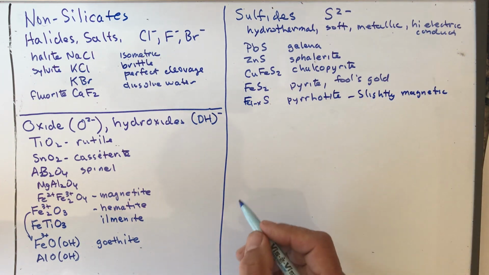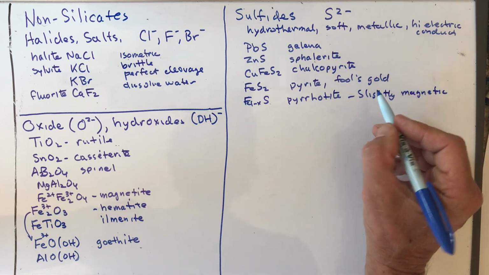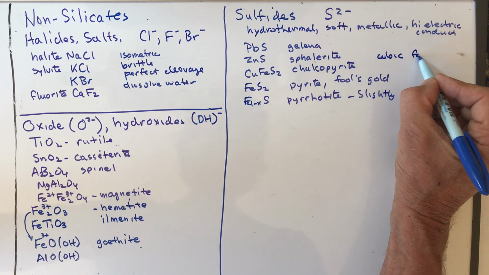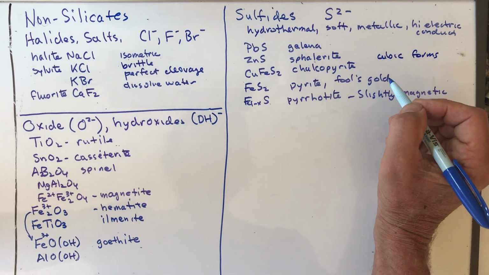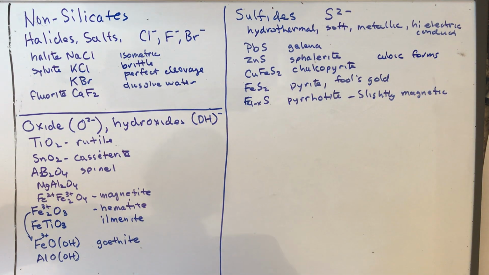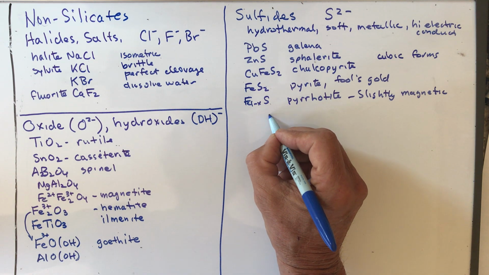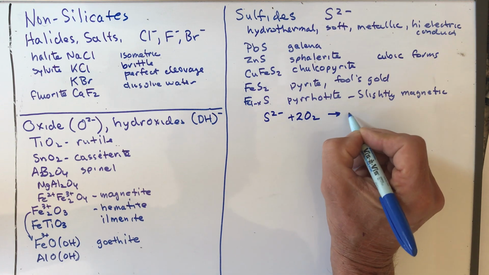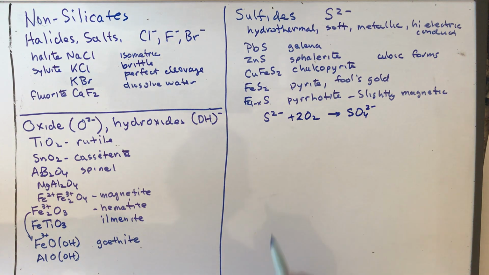These commonly form simple cubic forms with soft structure. Now, they're only stable in the Earth's crust where there's not much oxygen. Where there's oxygen near the surface of the Earth, if you add 2 oxygens to sulfur 2-, it produces sulfate 2-, and that leads us to the next class of minerals.